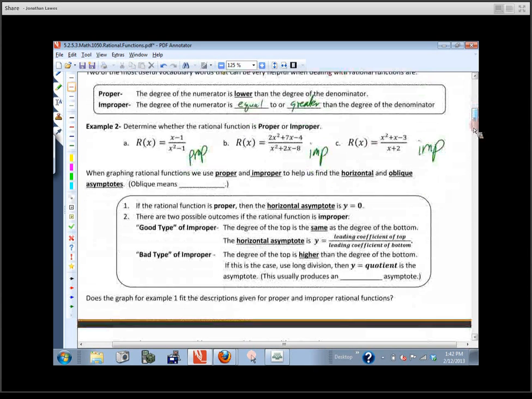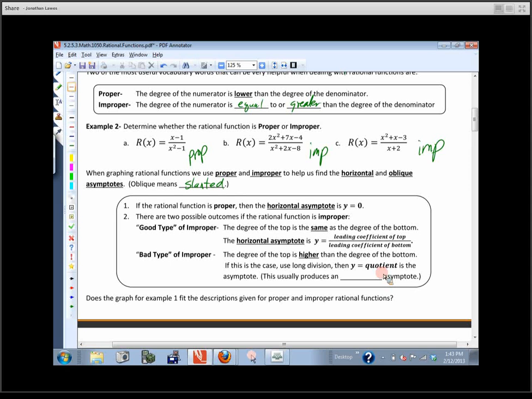All right. So the reason we learn those words and the way to describe a rational function as proper or improper is because we can use those to find the horizontal asymptote. Figuring out whether it's proper or improper will help us find the horizontal asymptote, or something that we call an oblique asymptote. An oblique asymptote, we also can call a slanted asymptote. So if somebody says this is oblique, they mean it's slanted, tilted a little bit.